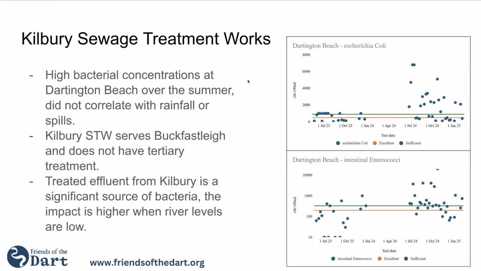And we looked on the river and realised that Kilbury Sewage Treatment Works, which serves Buckfastleigh with a population of about 3,000 people, releases its treated effluent straight into the Dart. But unlike Totnes Sewage Treatment Works, for example, it does not have final or tertiary treatment, which at Totnes is UV treatment. So the final effluent from the sewage works goes through UV light, and this pretty much reduces the bacterial load to zero. However, Kilbury does not have this final treatment.